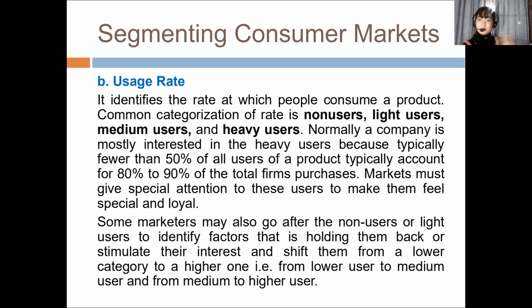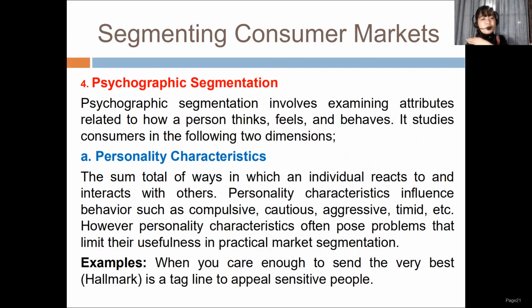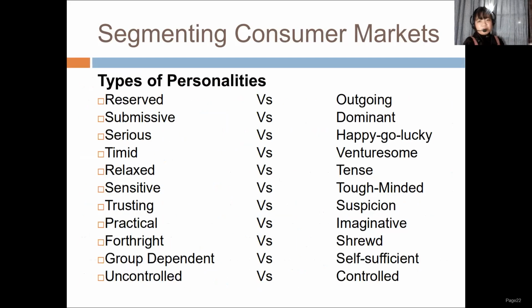So based on your behavior towards this product, the psychographic class is more on your own personality, no? So for example, I am an outgoing person, so most probably I'm going to buy very outgoing clothes, because that also reflects you as a person. No?